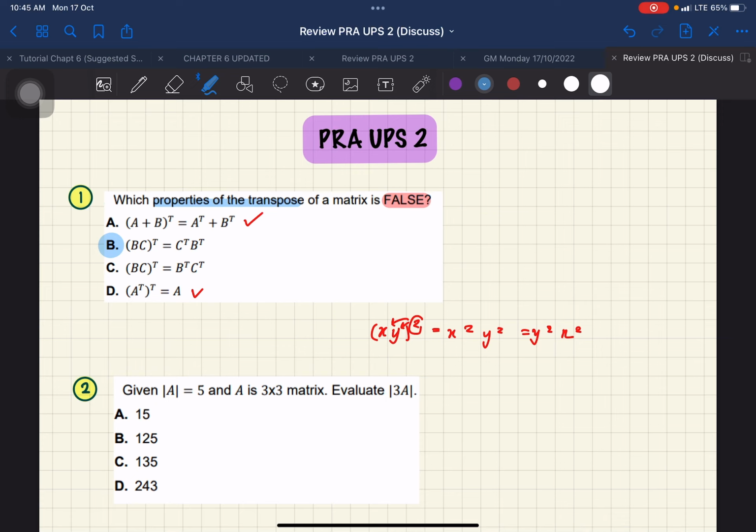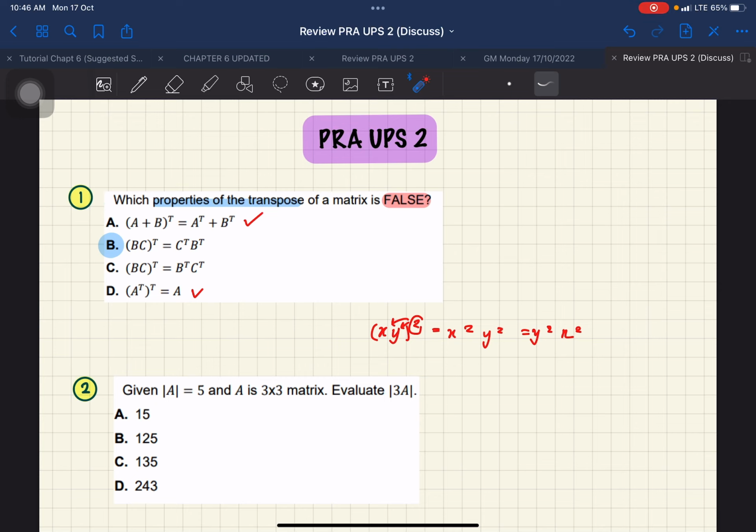Okay, so untuk chapter 4 matrix, saya nasihatkan awak, awak kena tengok balik. So you need to take a look back at all the properties yang awak dah belajar. Okay, so properties of transpose matrix, properties of determinant. Determinant nanti dekat soalan nombor 2. Okay, so determinant, transpose, and then try to take a look also at the type of matrix yang awak dah belajar.